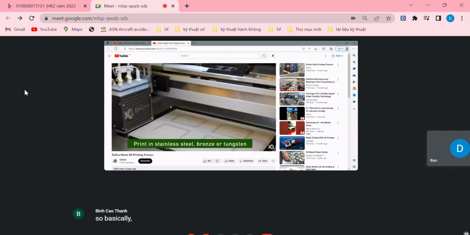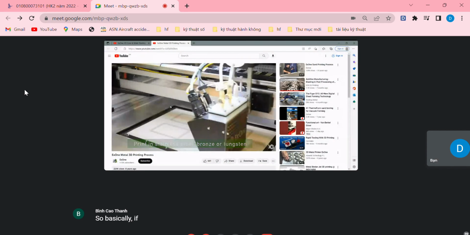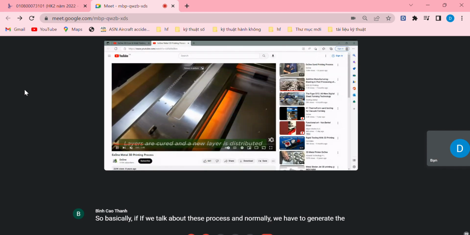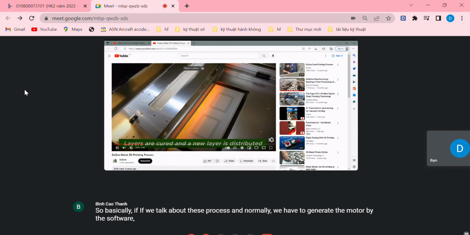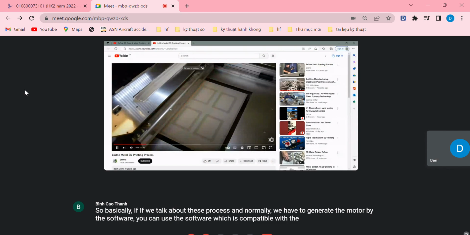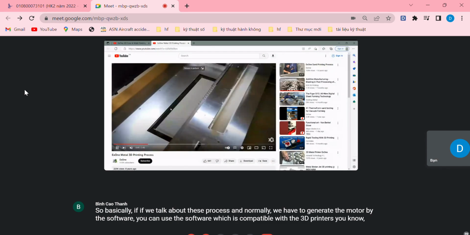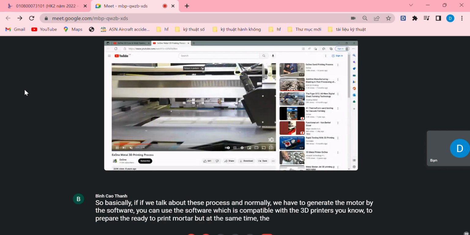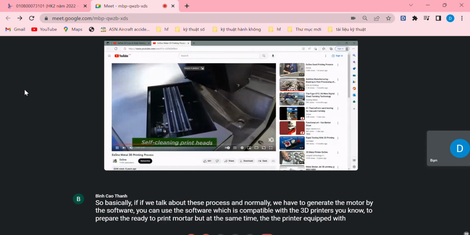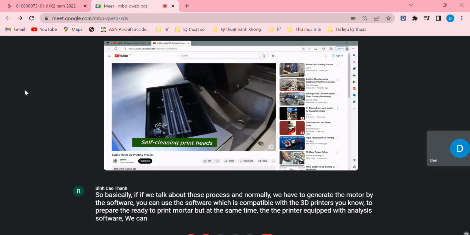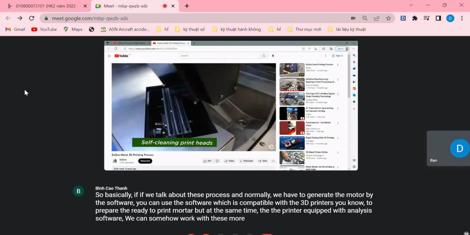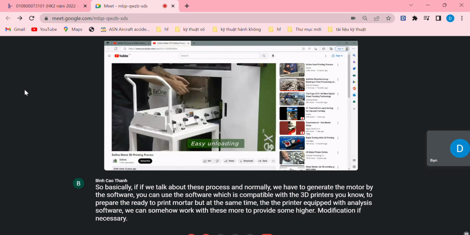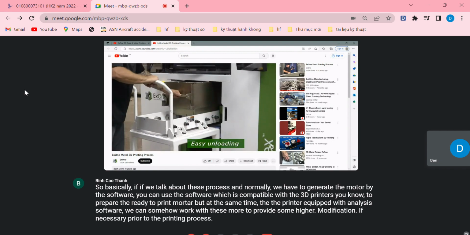So basically, if we talk about this process, normally we have to generate the model by the software. You can use the software which is compatible with the 3D printers in order to prepare the ready-to-print model. But at the same time, the printer is equipped with another software, so we can somehow work with this model to provide some kind of modification if necessary prior to the printing process.